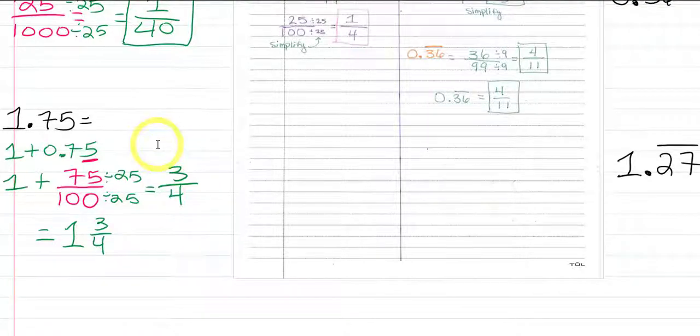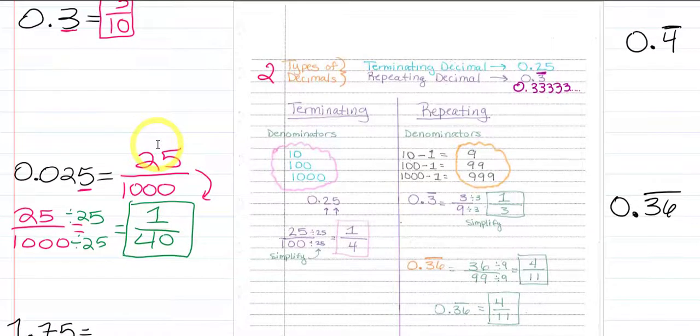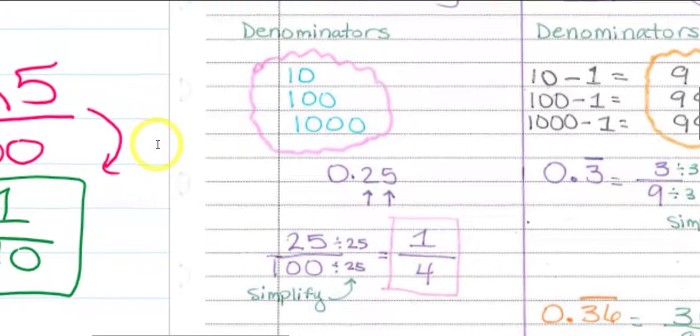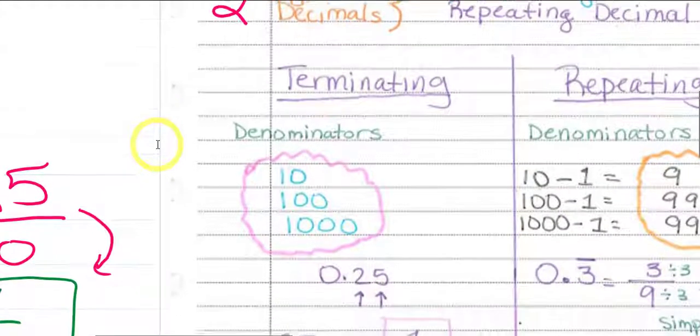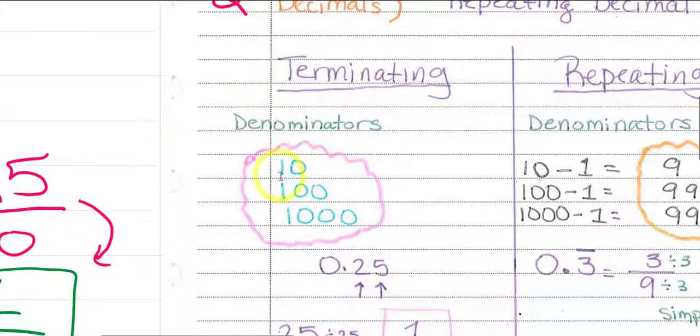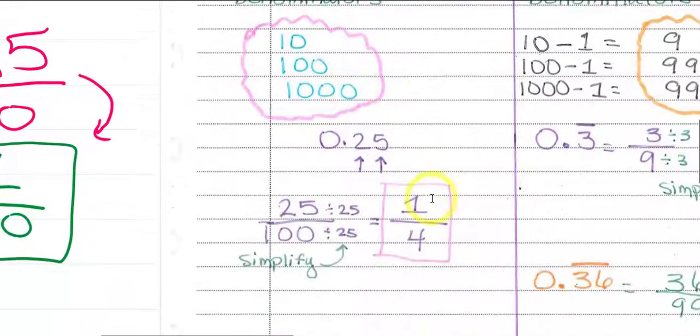Okay. So to recap terminating decimals. For terminating decimals, your denominators are going to be your place value. If it's in the tenths place, your denominator is going to be a 10. If it's in the hundredths place, your denominator is going to be 100. If it's in the thousandths place, your denominator will be 1,000.